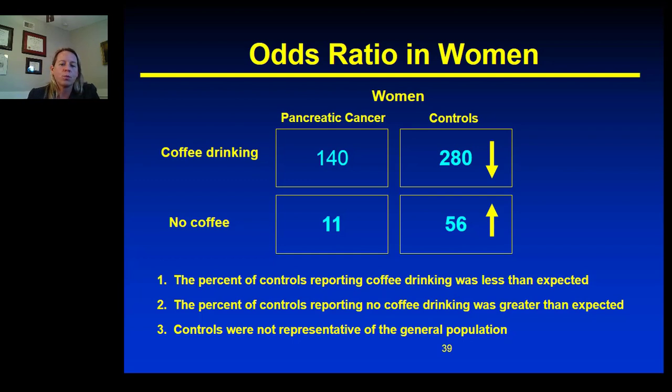This is how the bias worked among the women enrolled in the case control study. The percent of controls reporting coffee was less than expected, and the percent of controls reporting no coffee was greater than expected. Hence, the controls weren't representative of the general population. So, in conclusion, this is one example of how a biased control selection can influence your measure of association. In this instance, the authors falsely concluded that there was a strong association between coffee drinking and pancreatic cancer, when in a sense it was just influenced by too few controls in the study having been coffee drinkers.